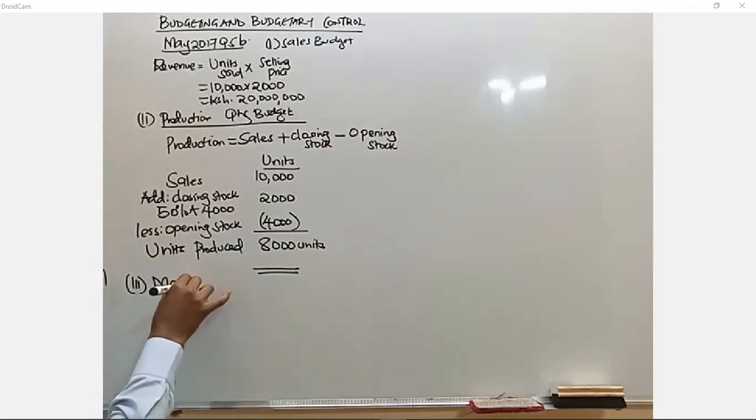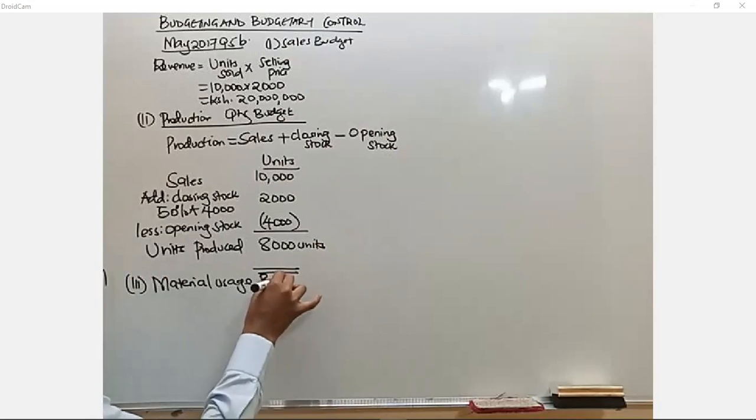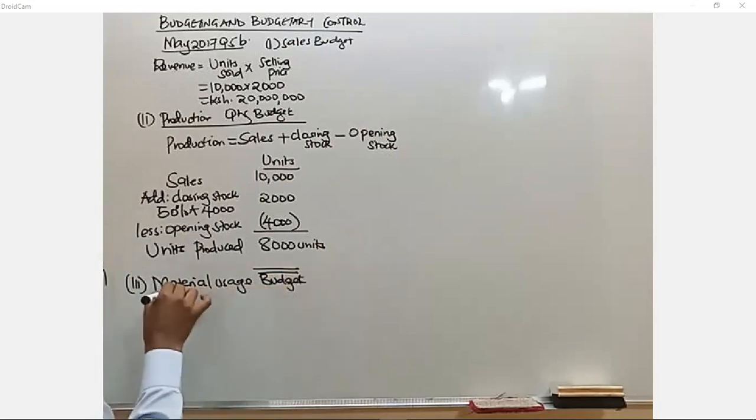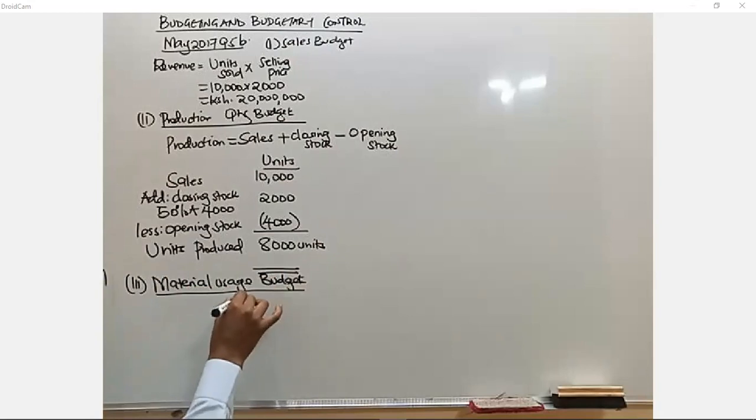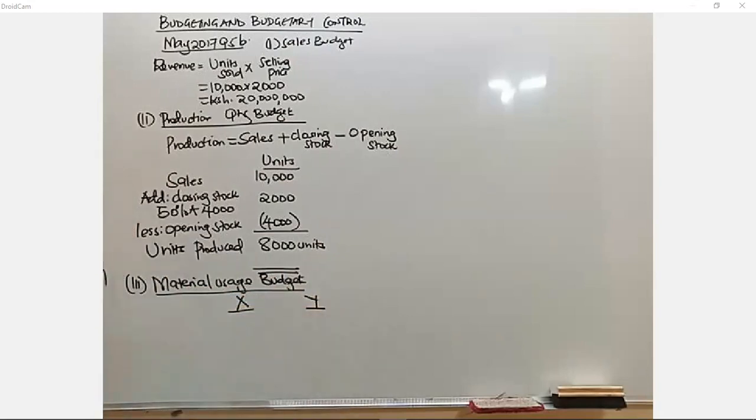He's talking about the material usage budget, right? We are using this material to produce what? When I look at the question, there are two components we are producing. We are producing component X, and then we have component Y. We are producing only two components.